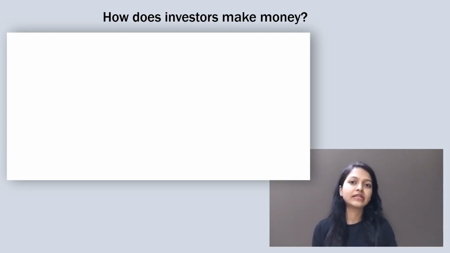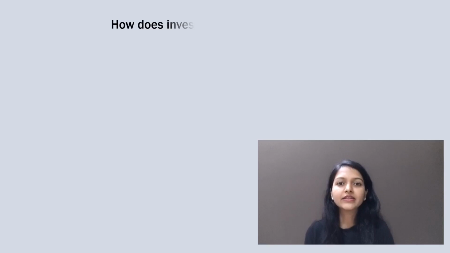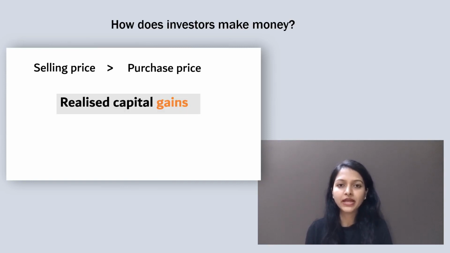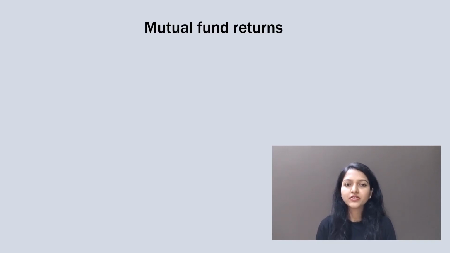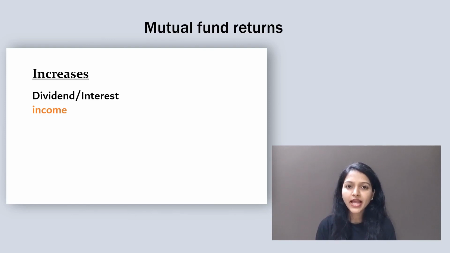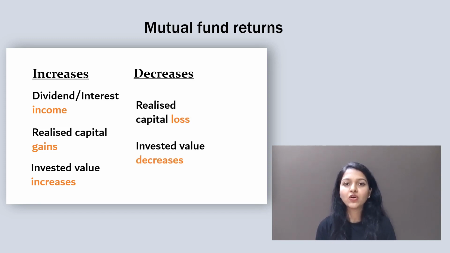Because the money is invested in equity or debt, mutual funds may receive dividend or interest payments, which is then passed on to the investors. Another source is when the investments in the portfolio are sold at a price higher than the purchase price, the difference is known as a realized capital gain, which is again passed on to the mutual fund investors. So basically, returns on the mutual funds are generated due to any interest or dividend payments, realized capital gains, or increase in its investment values. Whereas, when there is any realized loss or valuation loss, the value of the mutual fund scheme decreases.